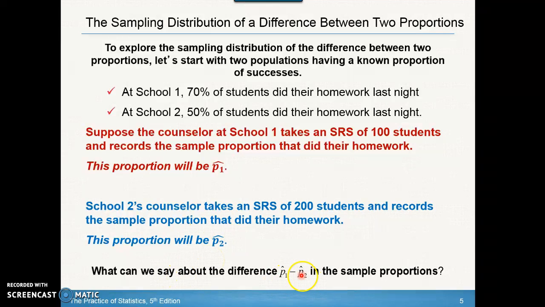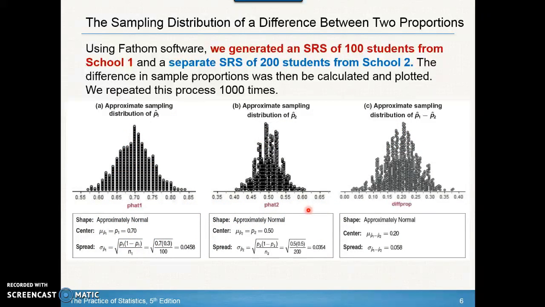What can we say about the difference p hat 1 minus p hat 2 in the sample proportions? Did more students at school 1 do homework than students at school 2? Did they do the same amount of homework, or did students at school 1 do less homework than students at school 2? Notice that the simple random samples are different sizes, 100 versus 200. That's okay, because in the end we're just finding the proportion and having a decimal answer, so don't worry about the different sample sizes.